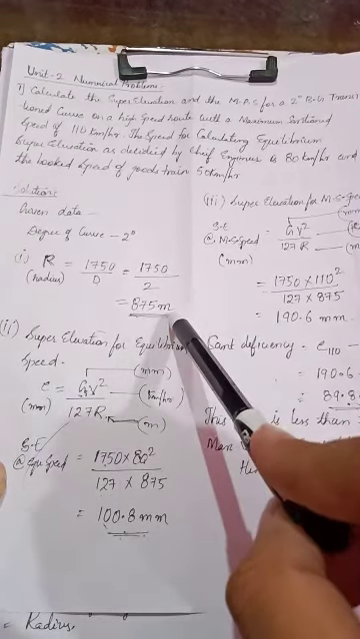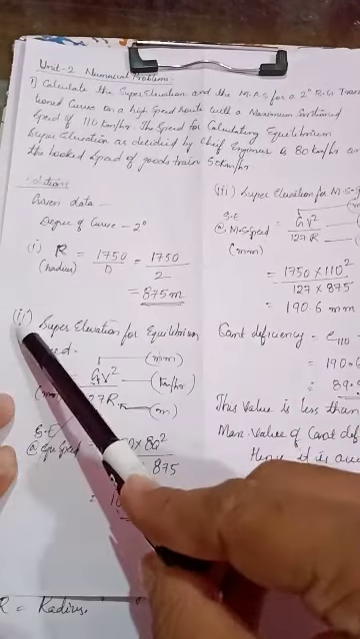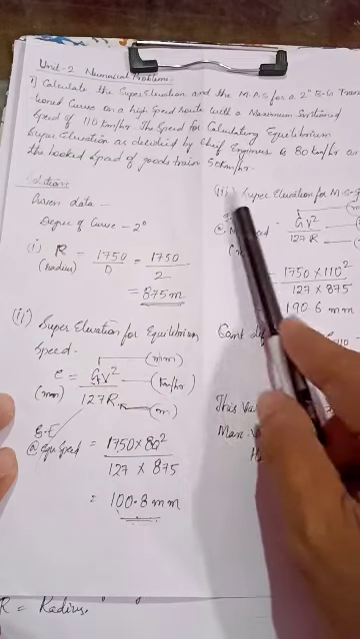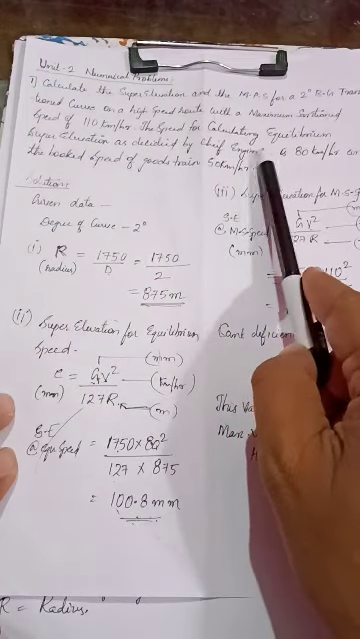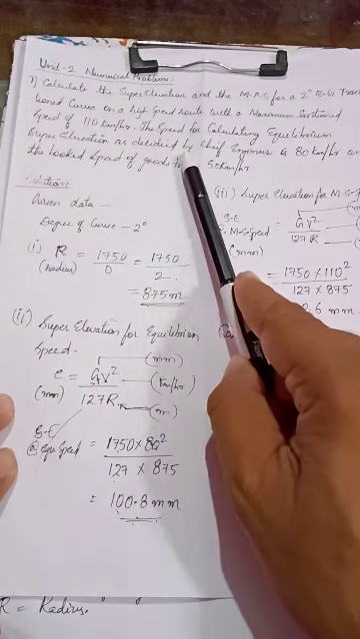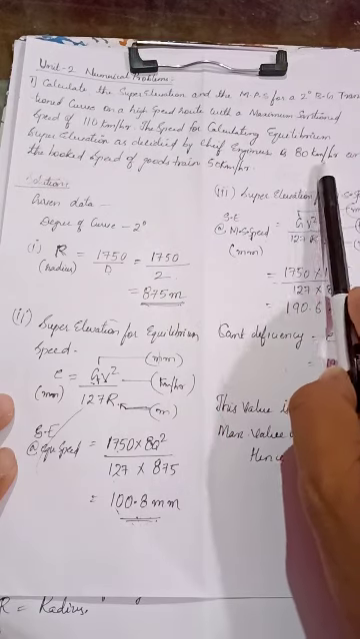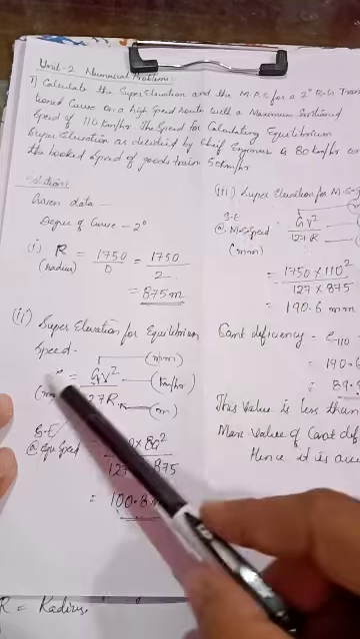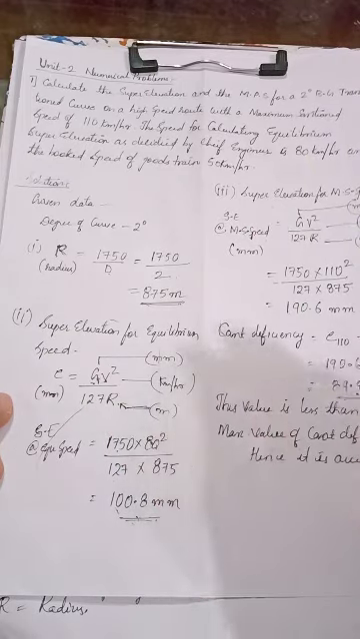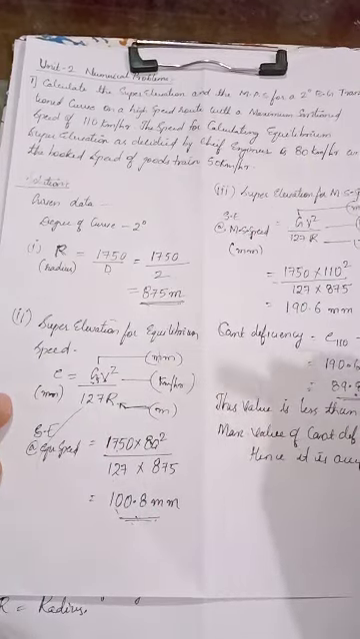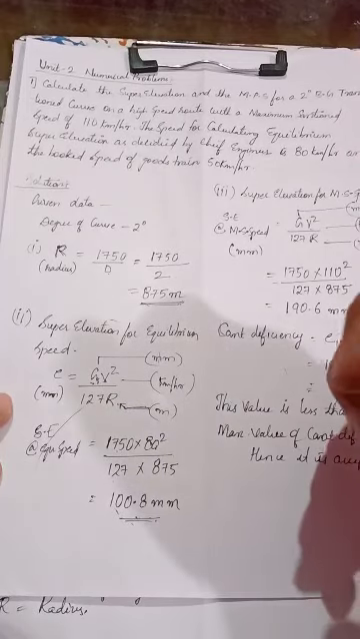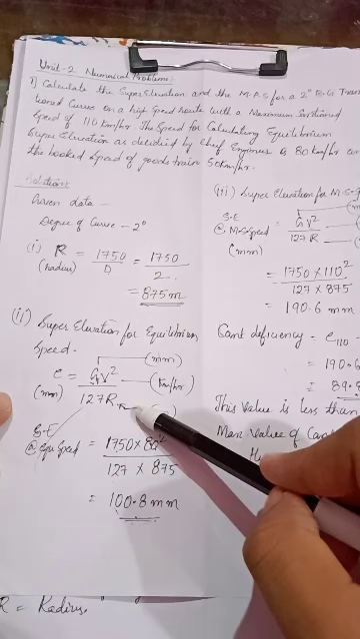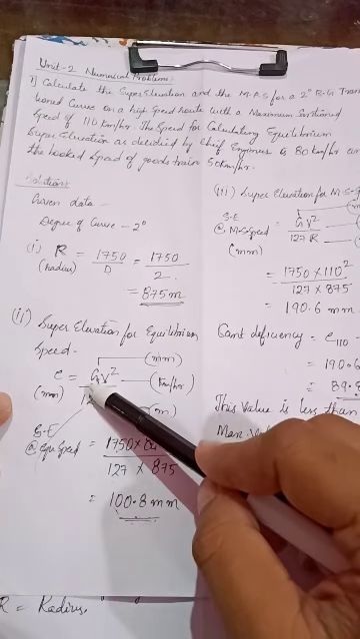Okay, 875 meters. Now second step is to calculate super elevation for equilibrium speed. Here the equilibrium speed is given. The speed for calculating equilibrium super elevation as decided by chief engineer is 80 km/h. So this 80 km/h becomes our equilibrium speed. The formula for super elevation is GV square by 127R. Here G is dynamic gauge.